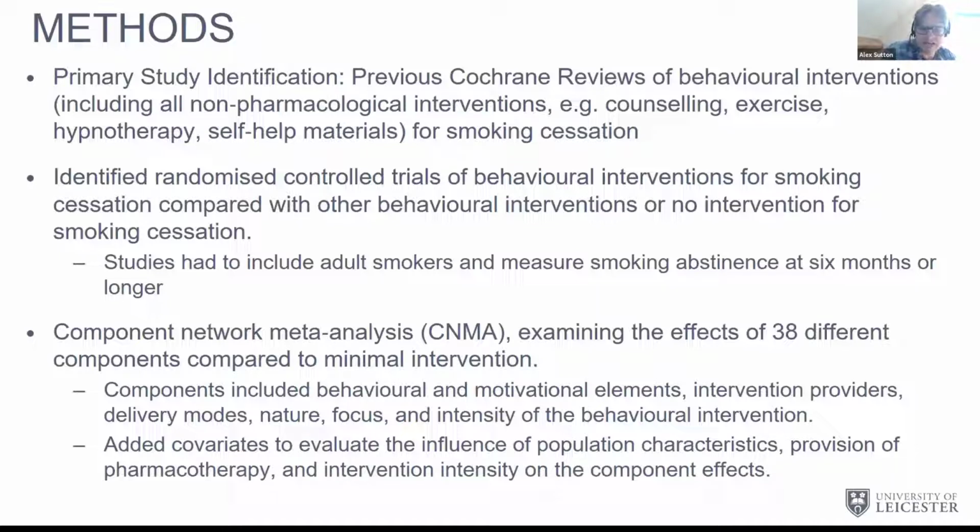And it turned out, again, a similar kind of process. It's not sometimes immediately obvious what the components should be or exactly how they're defined. They came to a list of 38 components, so quite a large number compared to minimal interventions. And these included behavioural, motivational, intervention providers, delivery modes, nature, focus, and intensity of behavioural interventions. And we also added in covariates to evaluate the influence of population characteristics, provision of pharmacotherapy, and intervention intensity in the component effects. So these are things that aren't necessarily about the intervention itself, but may influence how well the intervention works.